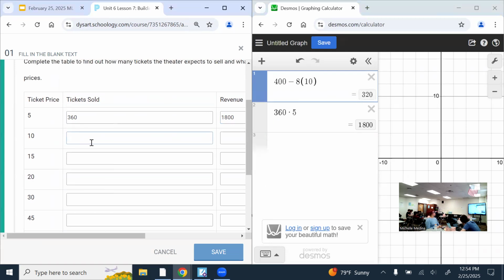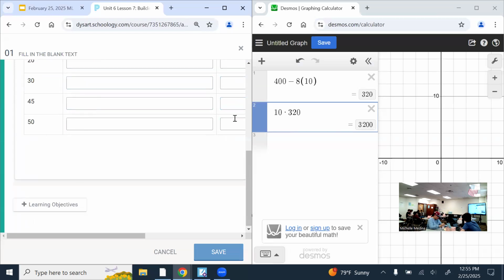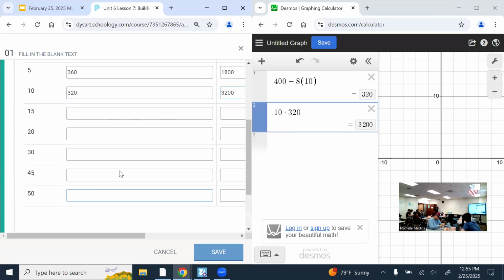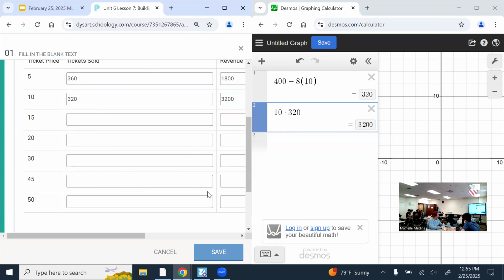But like this next row, once I plug in the 10 for the P, I get 320. For my revenue, I need to multiply those together. 10 times 320 is 3,200. Now, what's probably hard is, oh wait, it doesn't even have that row. So actually, these should all be easy from there on.